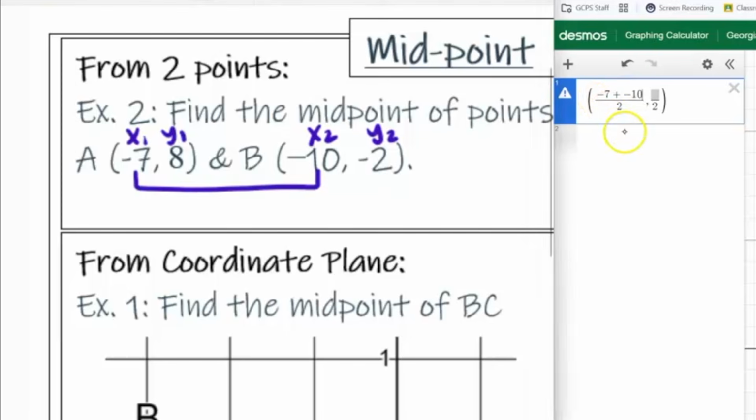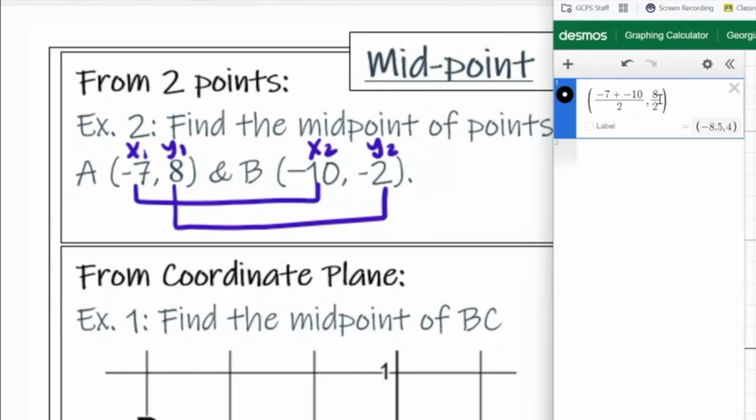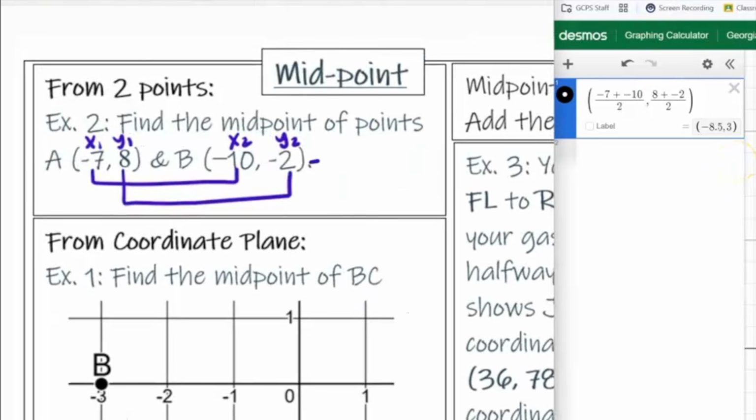And then what am I doing with the y's? I'm also adding those together and dividing by 2. So the y values are 8 plus -2. Type it in as exactly as you can, and you see it gives you an answer. Midpoint, midpoint, what do I do? Add them together and divide by 2, and I get -8.5 for my x and 3 for my y.